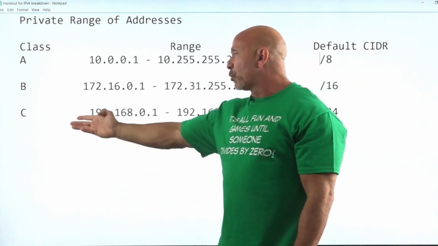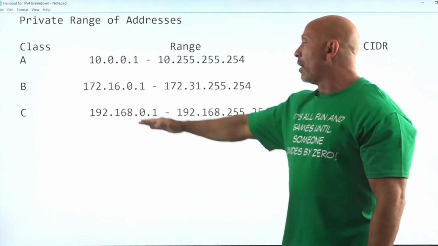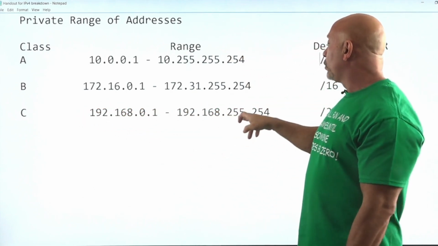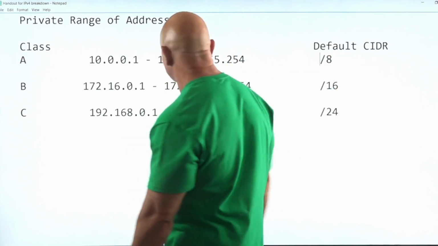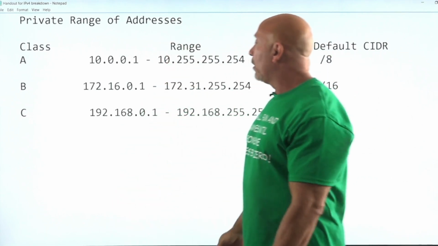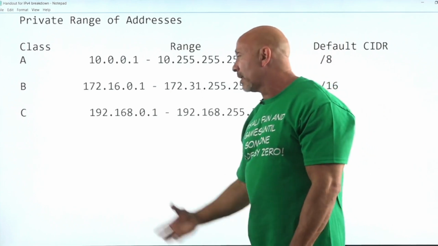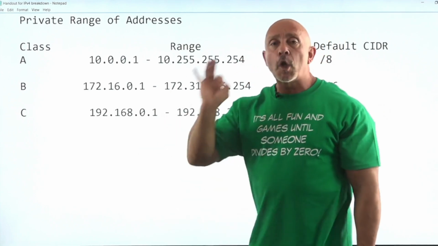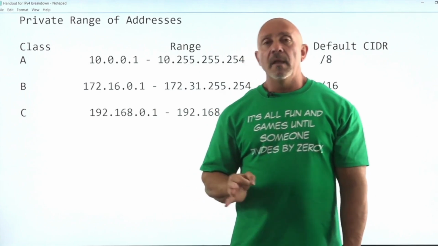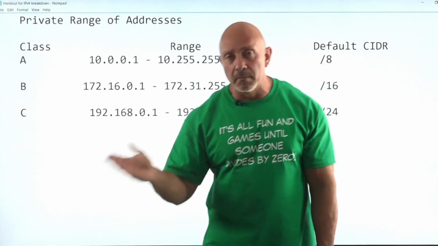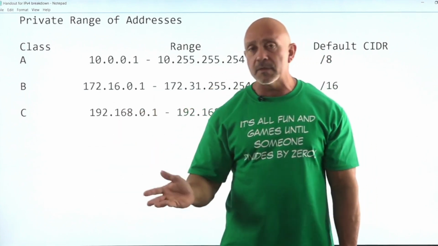And then the last one is your Class C address, 192.168.0.1 to 255.254. And obviously, we're using the default masks that we already know for each one of these classes of addresses. And this is what you would use. Caution. And I've seen this happen already, and I've mentioned it in many other courses and lectures.